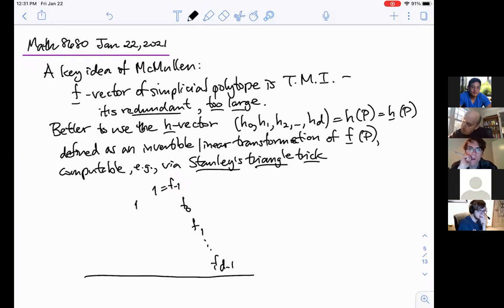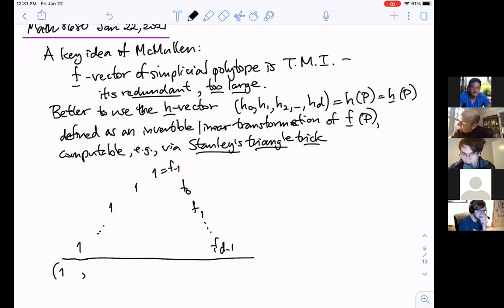And then I put the other boundary of the triangle over here. I'm going to put a bunch of 1s. Then I'm going to draw a line here, and then I'm going to put a 1 here. And then we are going to get the entries of the H vector down here. H0. Okay, let me start drawing like triangular dots here. And then H1 and H2. The entry that ends up over here is going to be HD, dot, dot, dot, like this.